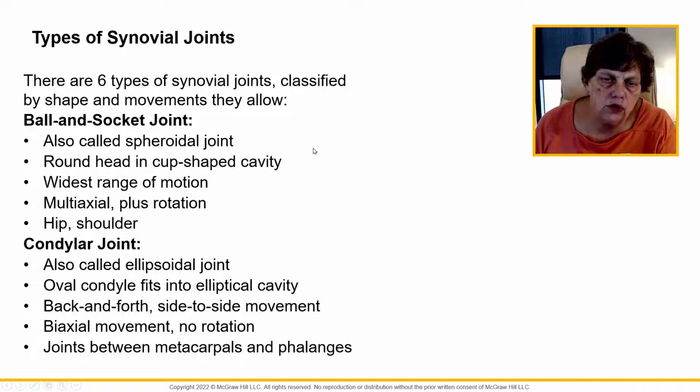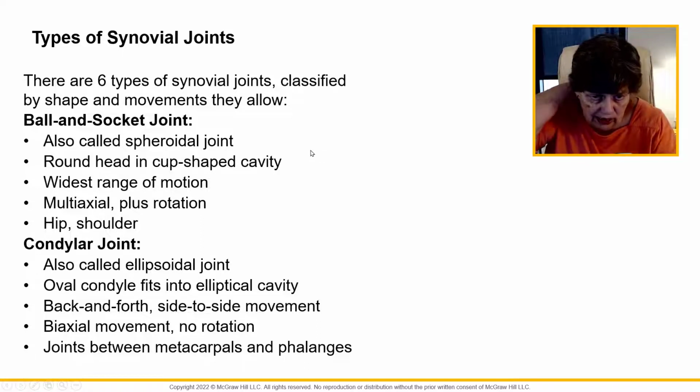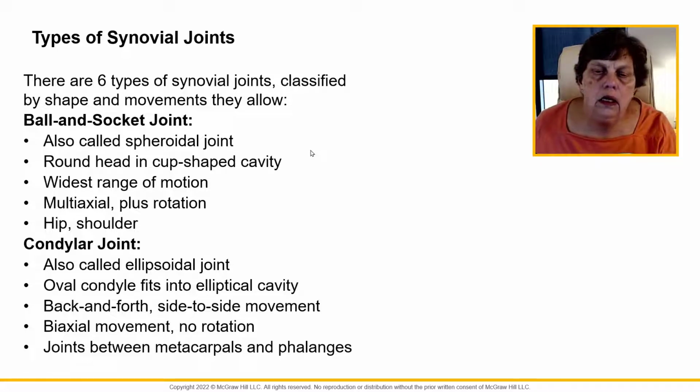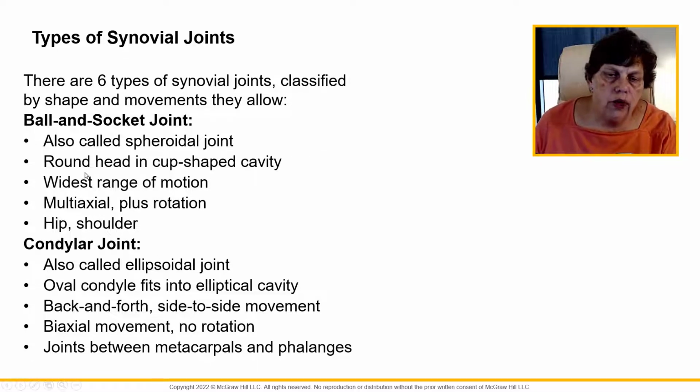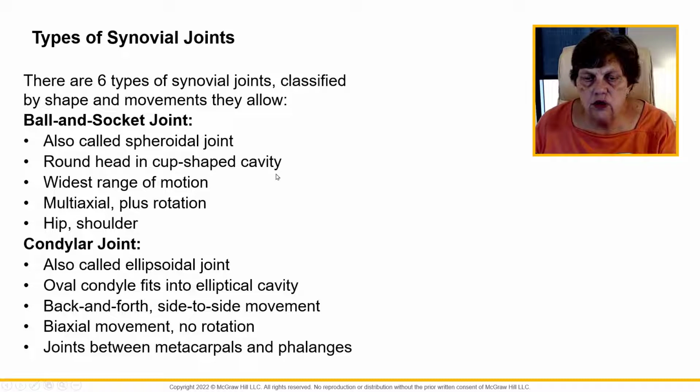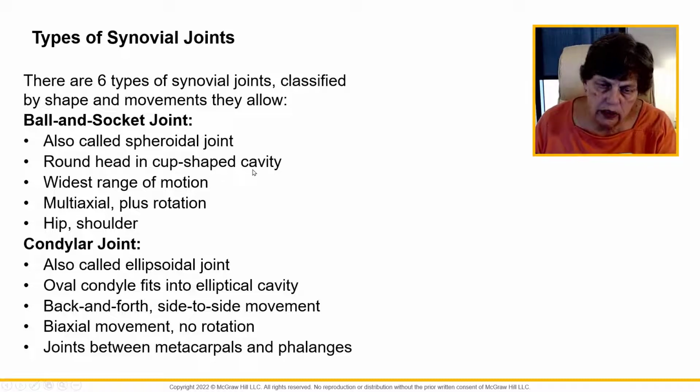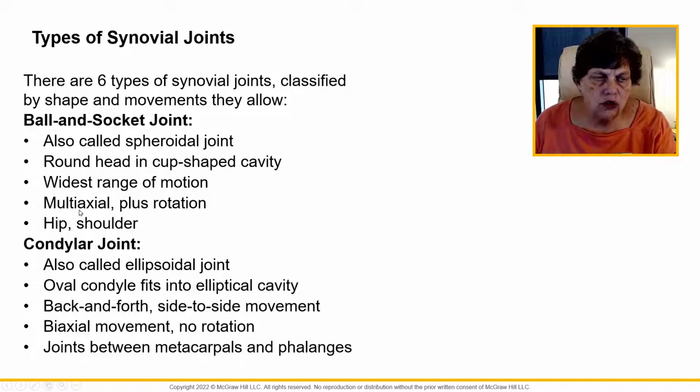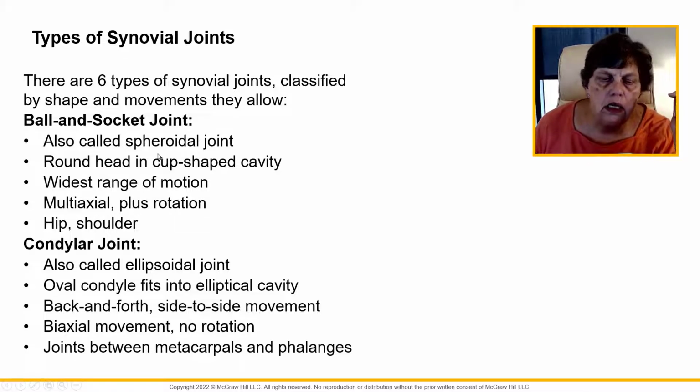Ball and socket joint. Most of us are pretty familiar with a ball and socket joint. That's our hip and our shoulder. You have a round head that fits into a cavity, and we're going to go through the names of these cavities when we get to the hip and the shoulder. This gives us a very wide range of motion, so it is multi-axial, and we can do this in many different axes, and we can rotate this joint.